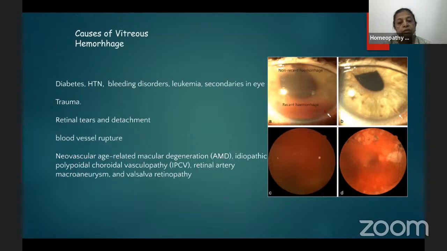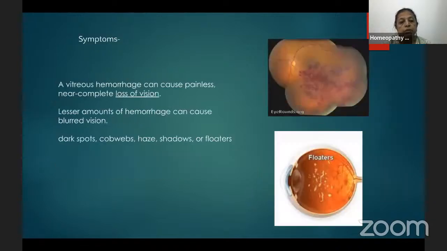Once we know the cause, we can always investigate and find out. So when you want to do investigation, of course, for diabetes, you are going to do blood sugar, fasting and PP, and glycosylated hemoglobin for the last 6 months, whether it is controlled or not. And for hypertension, of course, you're going to check blood pressure. And if everything is normal, also we have to find out VTCT, bleeding time, clotting time, you can do. CBC, so you will try and see whether any other condition like leukemia or anything is there or not. And of course, fundus examination, very important. So all these investigations we can do.